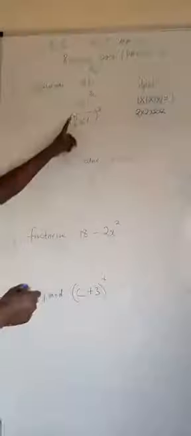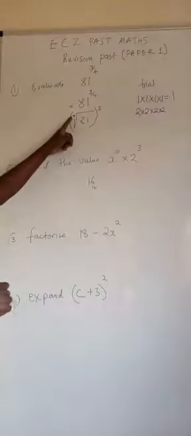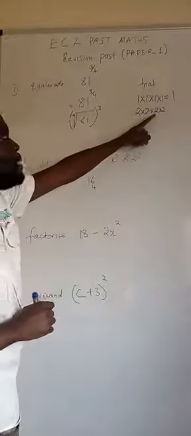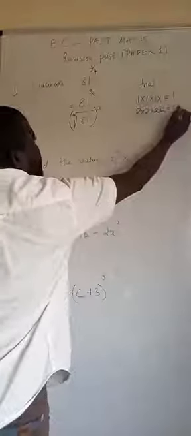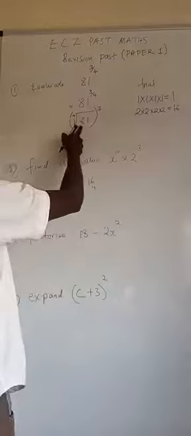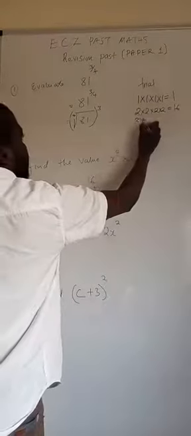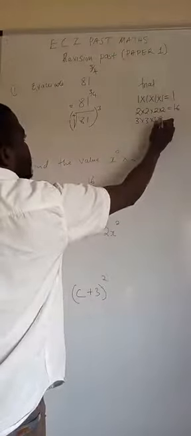I should multiply the number how many times? 4 times. 2 times 2, 4. Times 2, 8. Times 2, 16. Is this 16 in here? No. It is 81. I go 3 times 3 times 3 times 3.